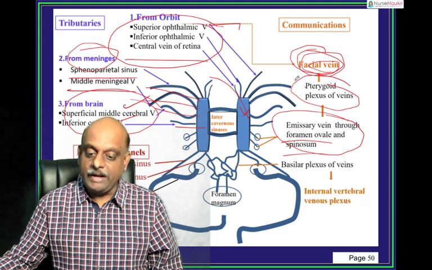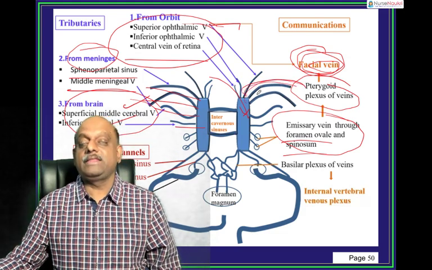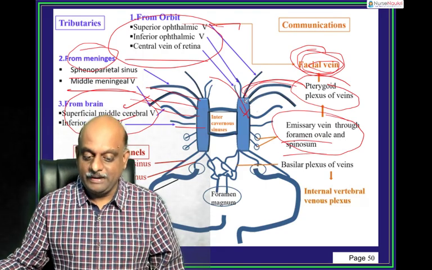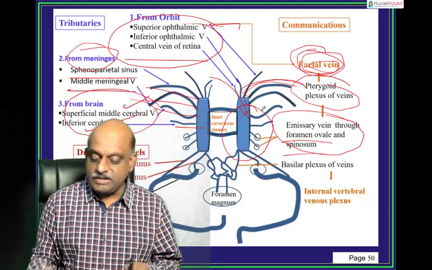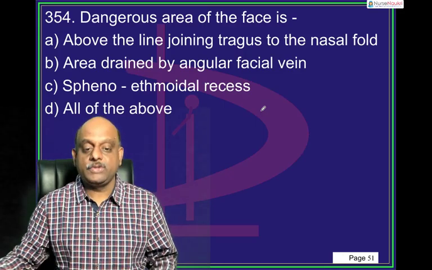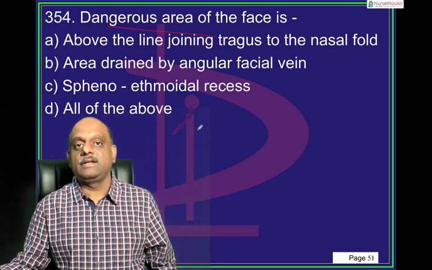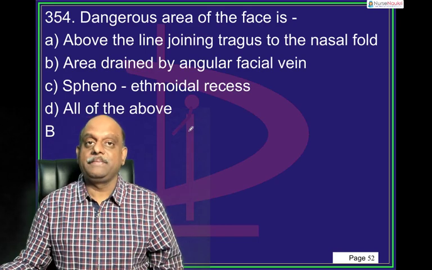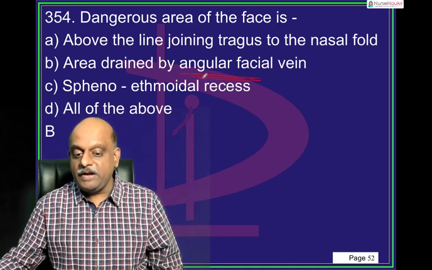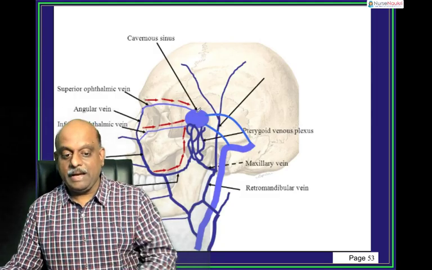Then the pterygoid venous plexus is also directly connected with the cavernous sinus. So that is the important part of the story. Now, where is the dangerous area of the face, doctor? Quickly answer. Dangerous area of the face. It is the area which is being drained by the angular facial vein, is what you have to remember.